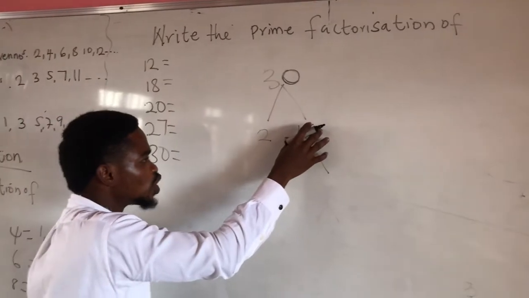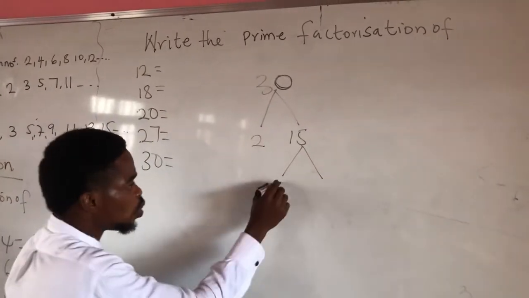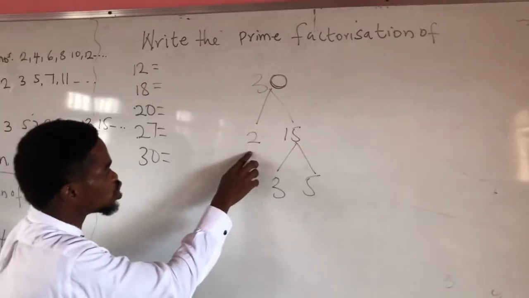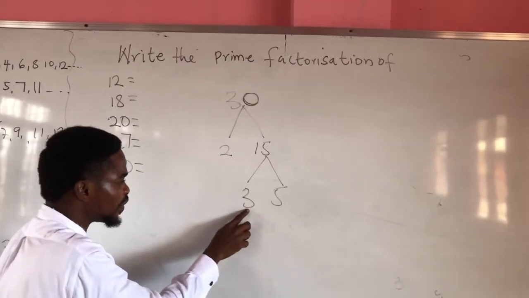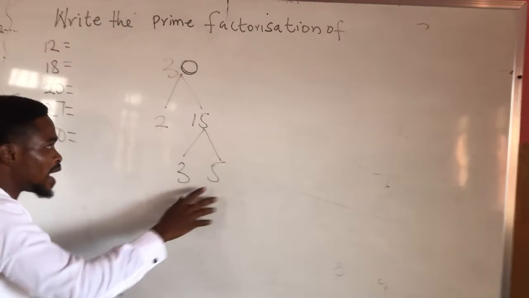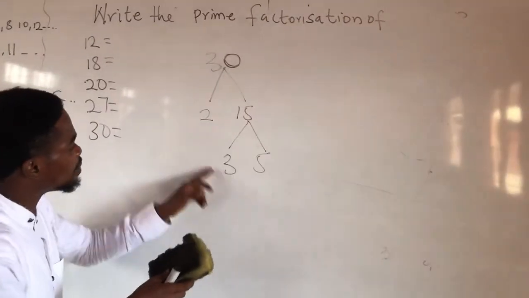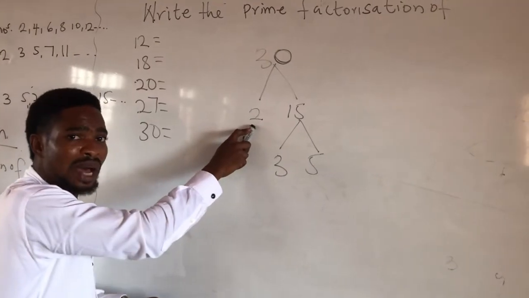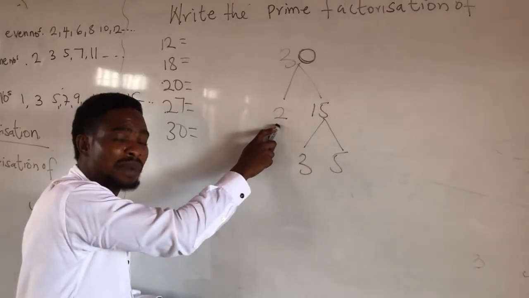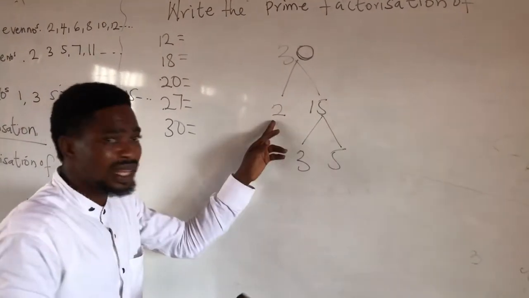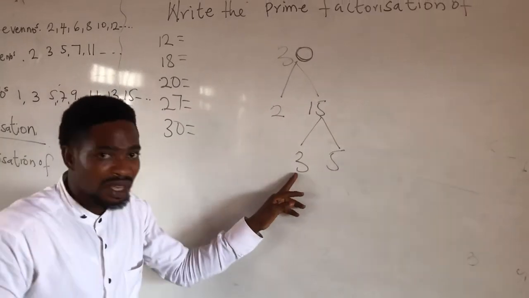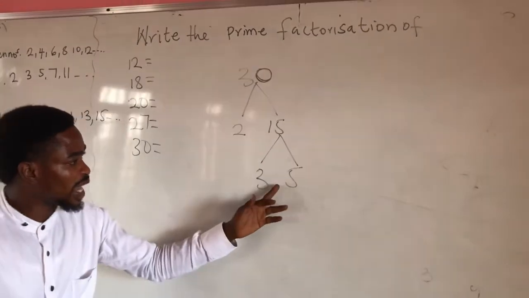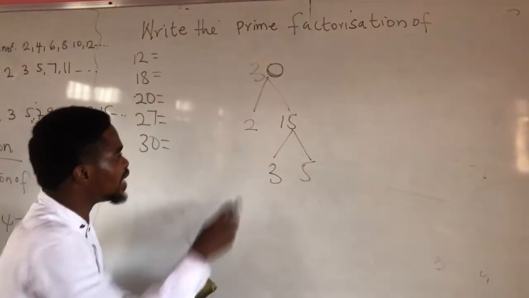Which 2 numbers, if we multiply them, we can get 15? Which is 3 and 5. Can we break the 2 down? No. Can we break the 3 down? No. These numbers are what? Odd numbers. 2 is a prime number, and at the same time an even number. 3 here is an odd number, and 5 here is an odd number, and they are not divisible by 2. So we leave it like this.